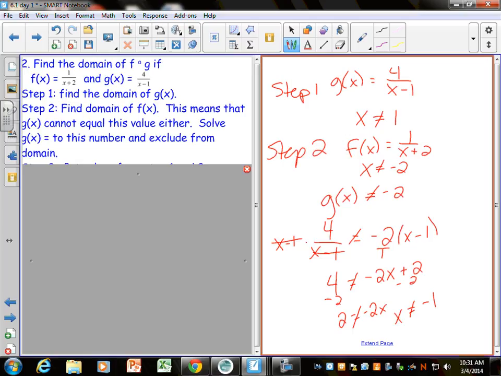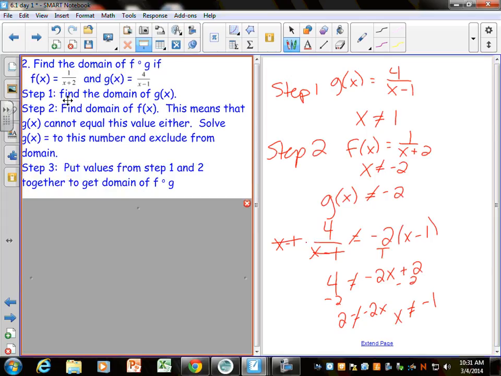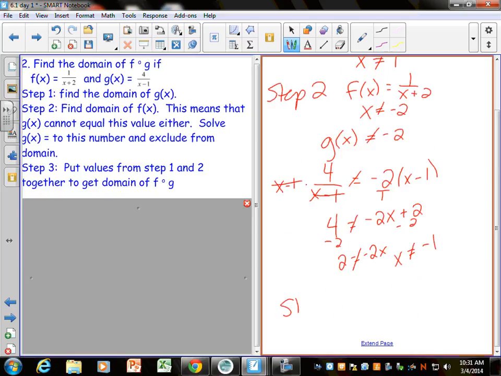So step 2 is the hard step. Step 3 is just put the values that you got in step 1 and the values that you got in step 2 together, and that is your domain. So for this problem, the domain is x can be anything but 1 and negative 1. It depends on how you want to write this, it's probably just as easy to do it in set notation and say x could be anything, but x cannot equal plus or minus 1.